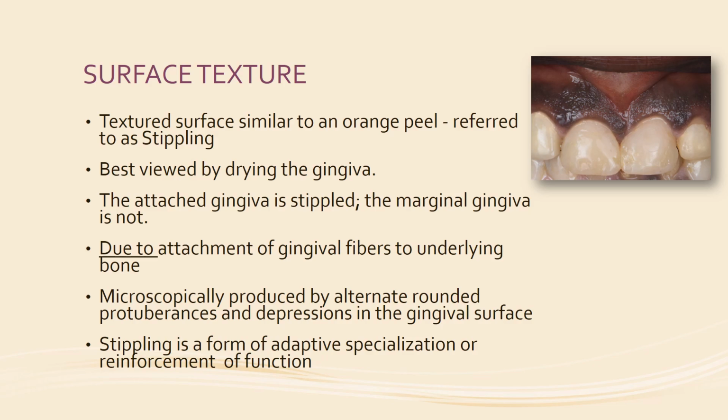Coming to the surface texture, the textured surface similar to an orange peel is referred to as stippling of the gingiva. It is best viewed by drying the gingiva. The attached gingiva is stippled while the marginal gingiva is not. The attachment of gingival fibers to the underlying bone is the reason for stippling. Microscopically, it is produced by alternate rounded protuberances and depressions in the gingival surface. Stippling is a form of adaptive specialization or reinforcement of function, and it will be absent in diseased conditions or inflammation.